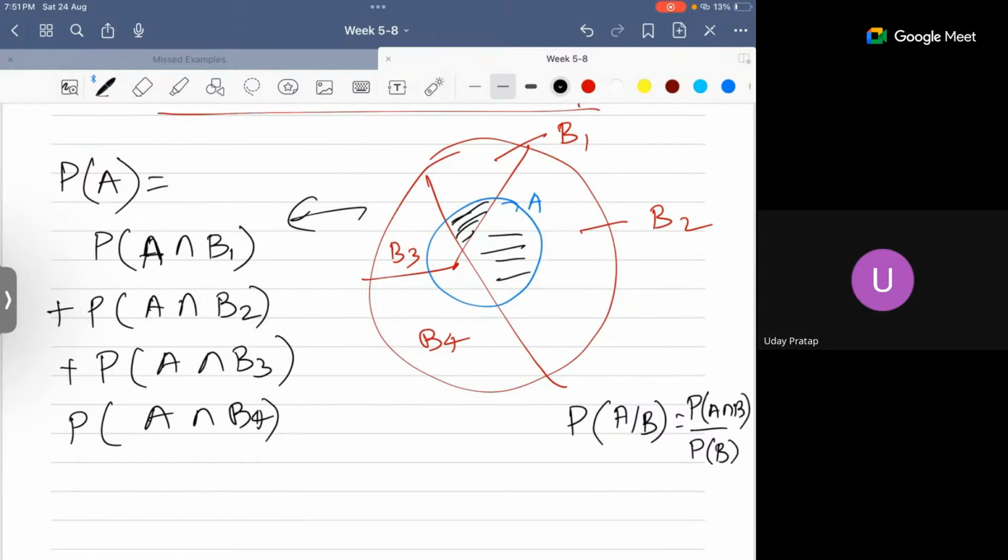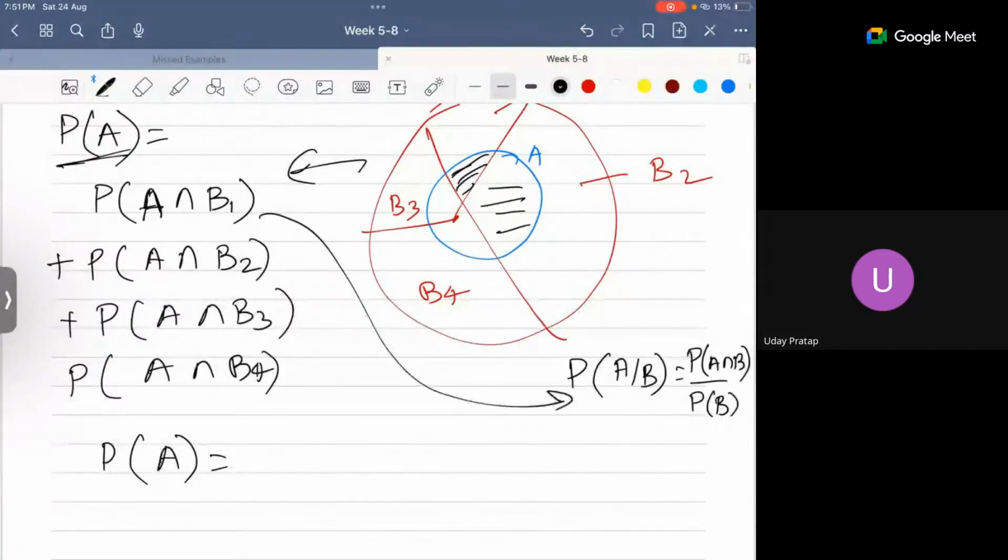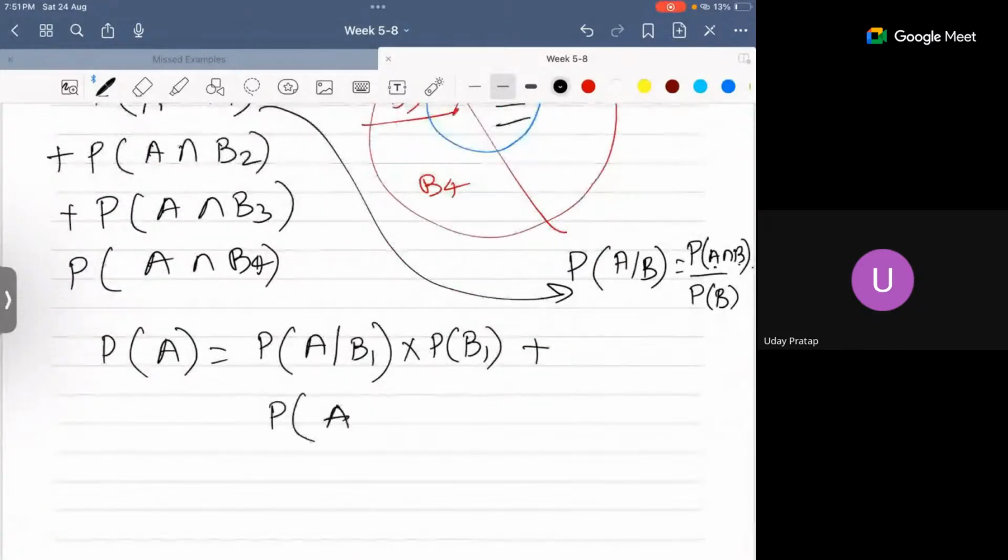Can you write it? So for A intersection B, you can write it like this. Probability of A equals to, you can just replace this formula everywhere. A intersection B equals to probability of A given, for this case, B1 multiplied with probability of B1, plus probability of A given B2 multiplied by probability of B2.